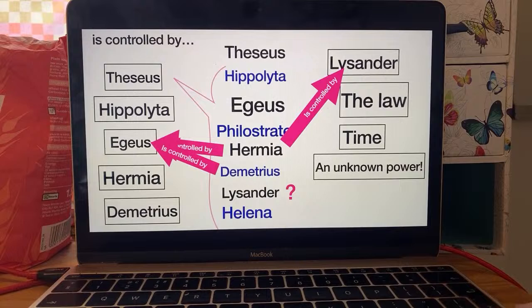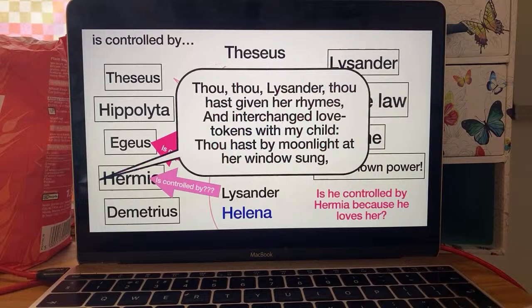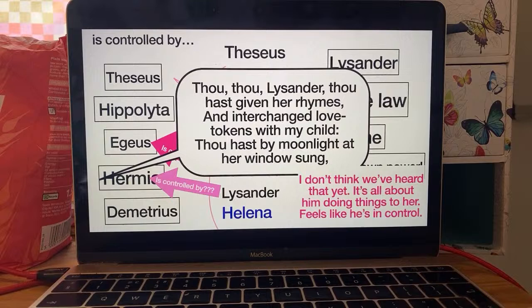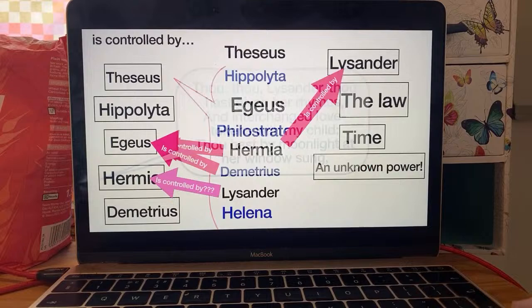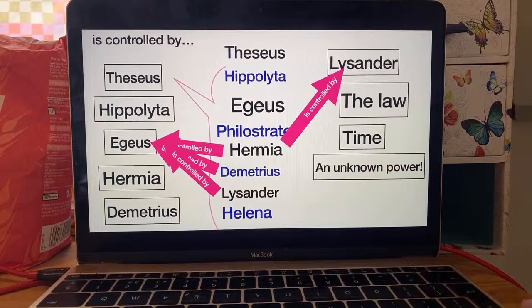Lysander? What do you reckon? I mean, you could say that Lysander is being controlled by Hermia because he's in love with her, but looking at what is being said, "Thou, Lysander, thou hast given her rhymes and interchanged love tokens, thou hast by moonlight at her window sung." It's all very much what Lysander is doing to Hermia at the moment. It very much feels like Lysander is kind of in control of their relationship. So I'm going to say that Hermia isn't really controlling him, but Aegeus again barking, "Stand forth, Lysander." I think Aegeus is at least trying to control Lysander. Helena, we haven't even heard her name mentioned yet.